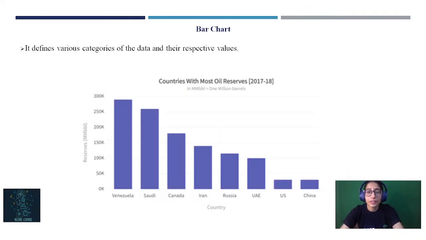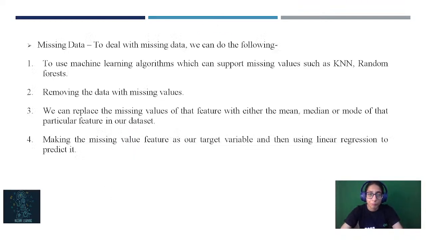Now the bar chart. A bar chart is defined by the various categories of the data and their respective values. Suppose I have done a comparison between reserves and city names, or state or country names. These are the dependent value and the independent value, the representation of the dependent axis and the independent axis.